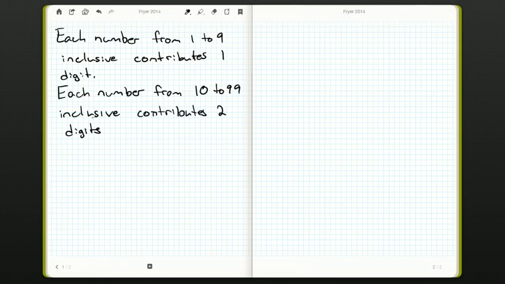So if we wanted to figure out 1 up to 99, how many digits in total is that? We'd need to figure out how many numbers there are from 1 to 9 inclusive, and then multiply that by 1 digit for each of them. And then we need to figure out the number of numbers from 10 to 99 inclusive, and multiply that by 2, because each of these 2-digit numbers contributes 2 digits to the overall length of our really, really big integer.